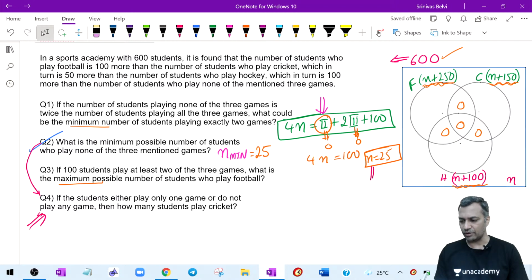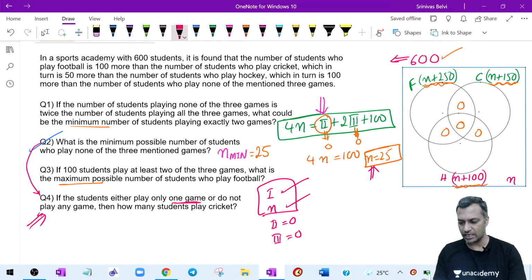Guys, n is 25 only, right? So what is he saying? If the students either play one game or do not play any game, which means what? Either they play one game or none, which means region of 2 is 0 and region of 3 is 0. This is what the author is trying to say, because either they play one game or no game. They play only one of them, or they say that they don't play any of these three games, they play something else. Two of them, 0. Three of them, 0. That's what he's trying to say.